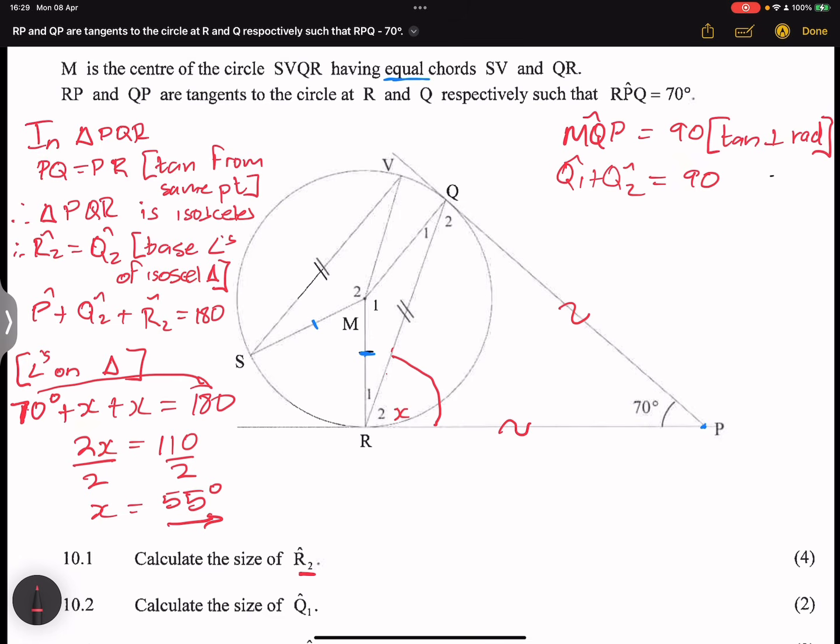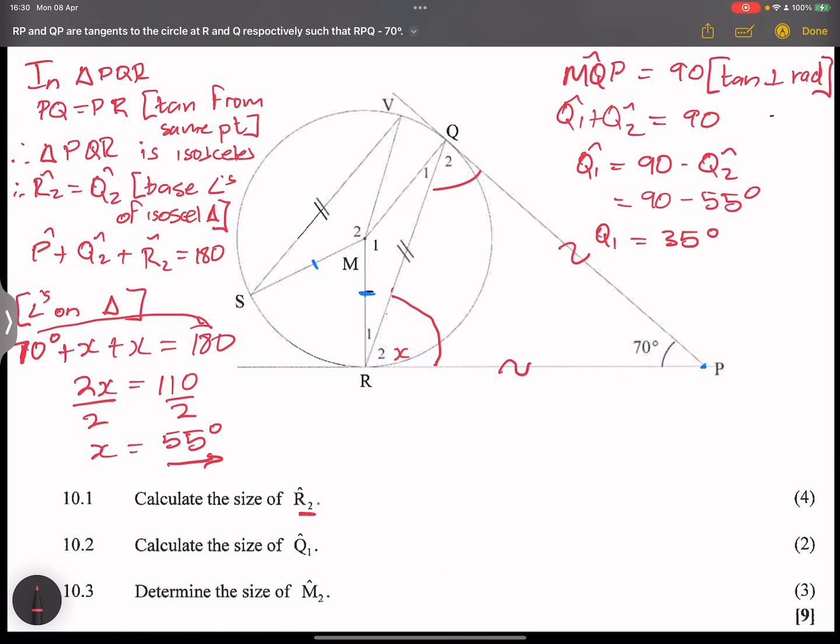MQP rather. We just found out that Q2 was equal to 55. So that means Q1 will be equal to 90 minus Q2, but we know that's 90 minus 55. And as a result, it means that Q1 will be equal to 35 degrees. Okay, I hope that makes sense, ladies and gents. And essentially, that is how the cookie crumbles.